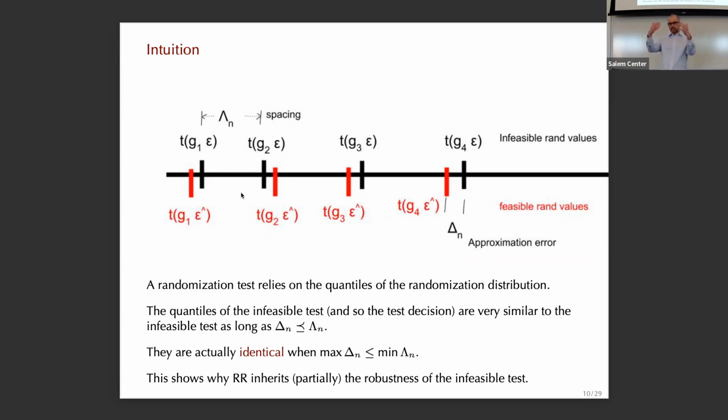So think about it. What happens here is that I have an infeasible test, and then I try to approximate those values. If this approximation error is smaller than the minimum spacing of these values from the infeasible test, then this error doesn't matter, right? Because it's not big enough to matter for the quantiles. So it's not a problem that I'm using just an approximation here, because my error is dominated by the spacing of that infeasible test. That's it. And so you can actually show that the sufficient condition is just that variance dominance condition.